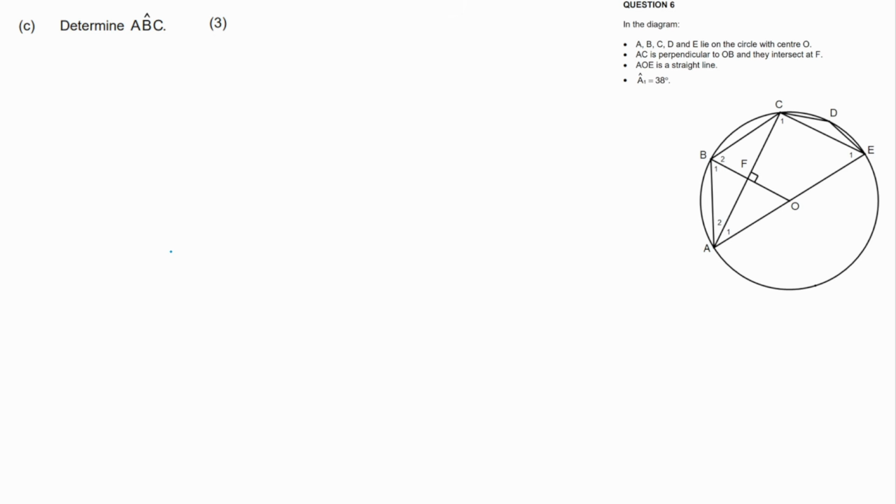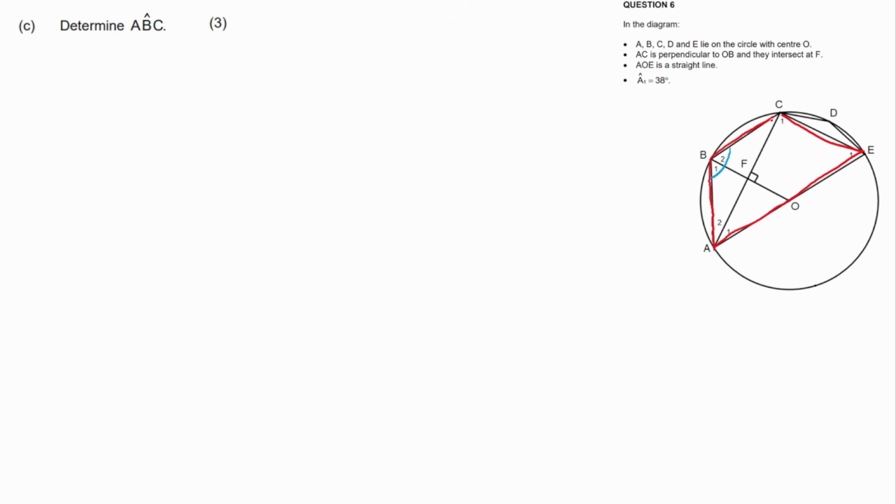Now it says we have to determine angle ABC. So ABC, it's these two angles over here. Again, we have a cyclic quad that we can work with. And I'd recommend working with the cyclic quad. So this is our cyclic quad.